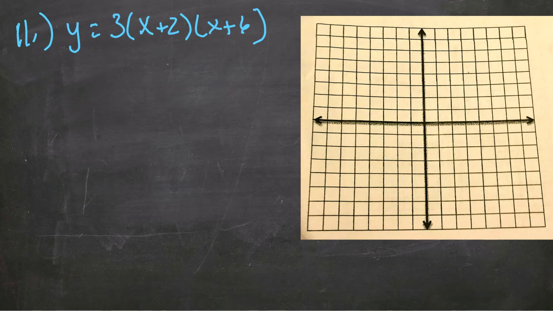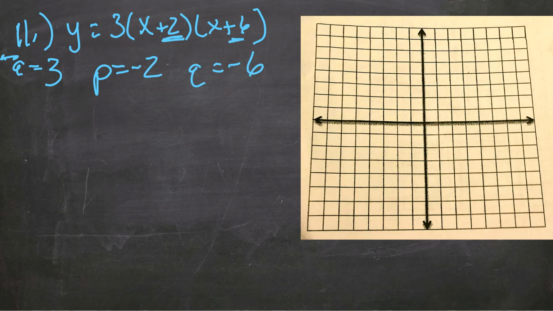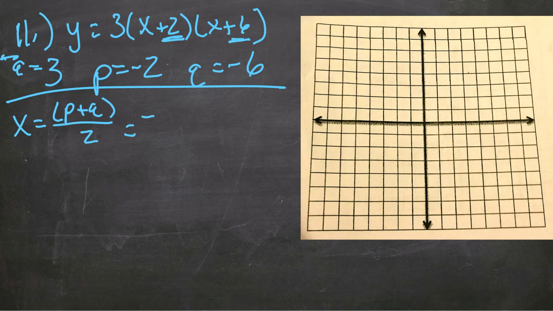Alright, 11, same thing. 2 sets of parentheses means it's intercept form. So I say A is 3. P is -2. Remember, we changed that sign. Q is -6. Remember, we changed that sign because they're both inside the parentheses. Vertex formula, x equals, in parentheses, P plus Q all over 2. I get -2 plus -6 all over 2. I get -8 over 2, which is -4.